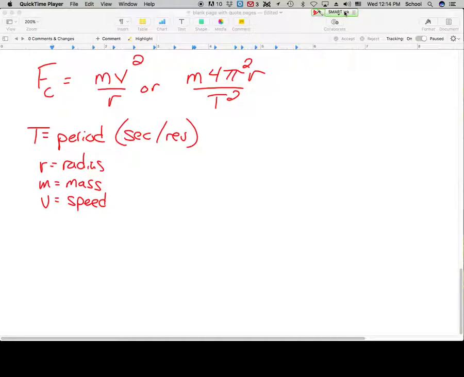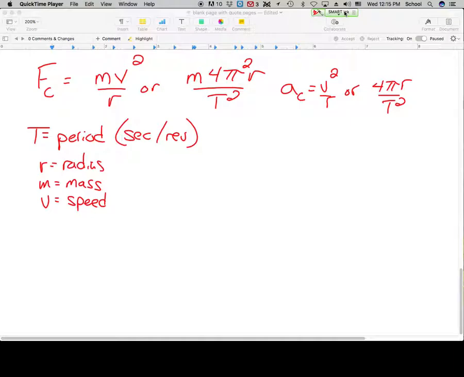So those are pretty straightforward, and we can get the same equations. If we know that F equals ma, and I take out the m's, what's left is an a formula. It would just be v squared over r, or 4 pi squared r over t squared would be the a's. I'll write that over here. So those would be the A version of the exact same formula.